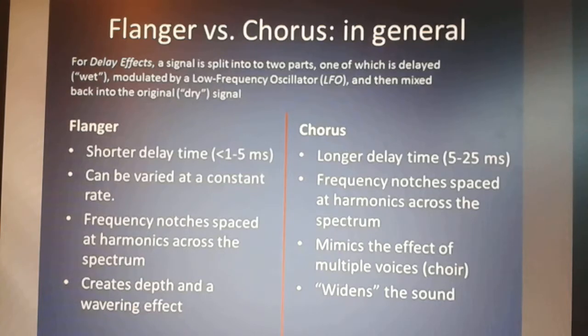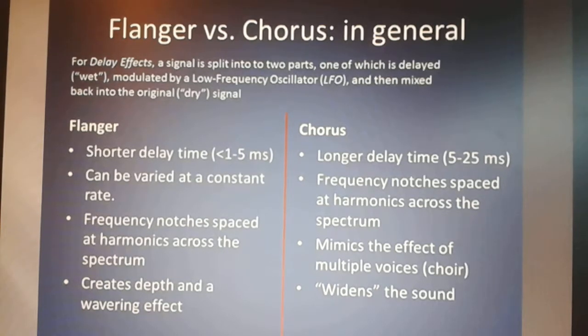Flanger can be varied at a constant rate, and both of them, if you look at the frequency response spectrum, are going to have the frequency notches spaced at the harmonics across it, rather than evenly spaced as in a phaser. So flanger is going to give you a sort of wavering and wobbling effect, while the chorus is meant to sort of reproduce the sound of a choir, like multiple voices, and can also give you a wider sound.